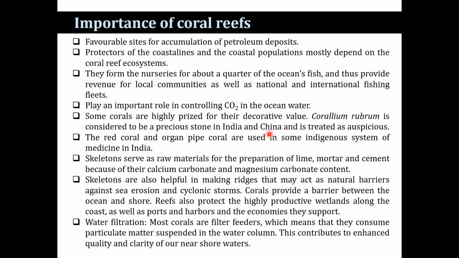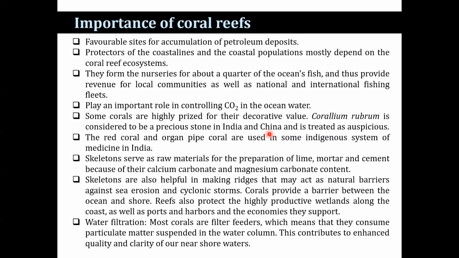Now, there are many significances carried by coral reefs. Corals at the reefs are favorable sites for the accumulation of petroleum deposits that are of much importance to the oil industry. They are the protectors of the coastlines, and coastal populations mostly depend on coral reef ecosystems. Wherever they are present, they serve as habitats of many plants and animals like sponges, molluscs, echinoderms, fishes, etc. So they provide protection and shelter for many different species of fish.